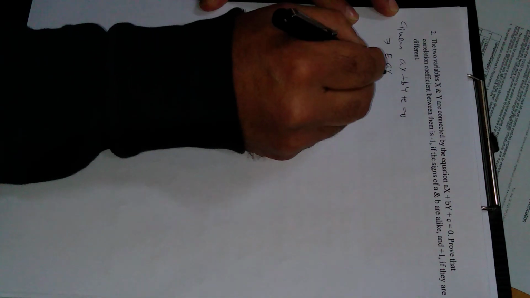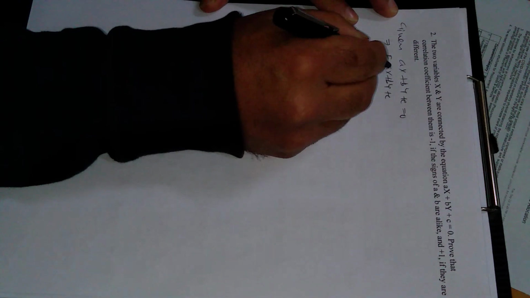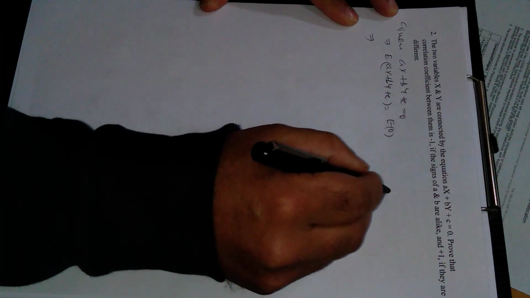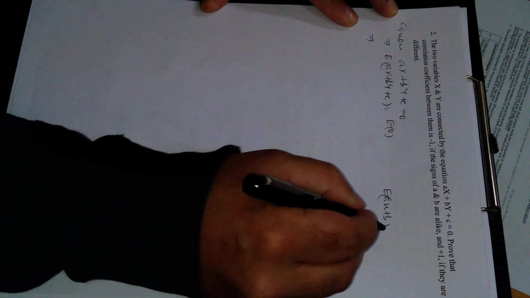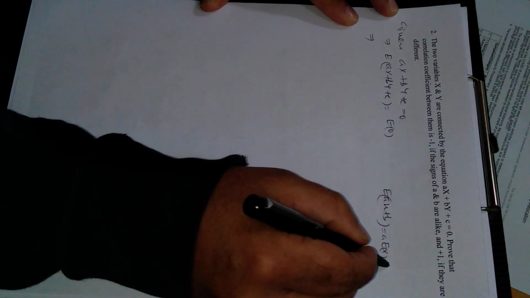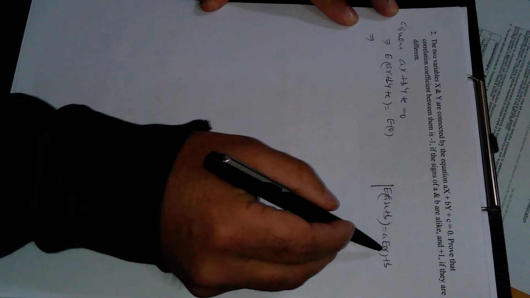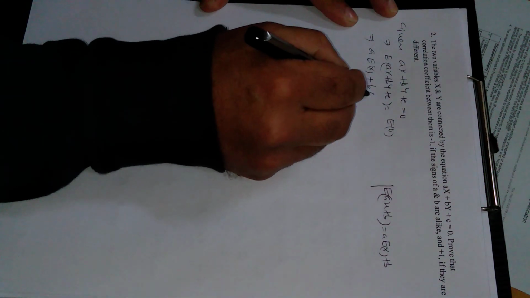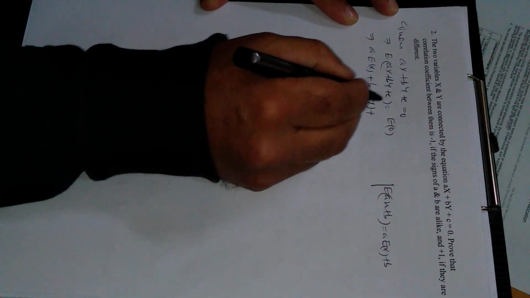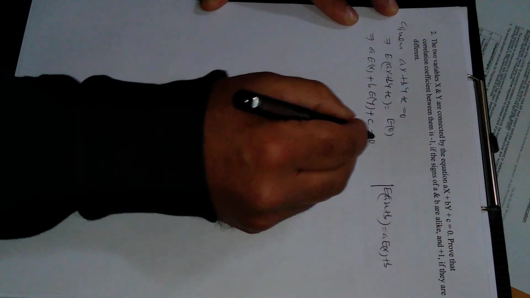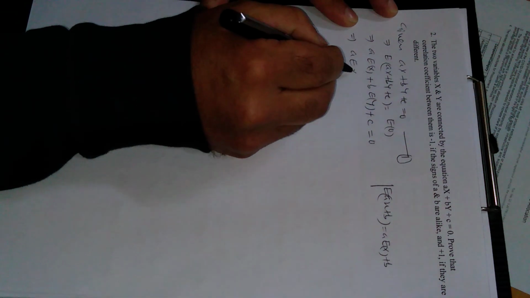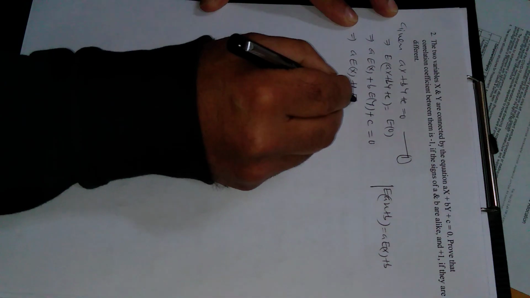Taking expectation of both sides, this implies expected value of ax plus by plus c is equal to E of 0. Since we know this result, E of ax plus by is a times E of x plus b times E of y. A constant comes outside into expected value. So similarly, a is constant, this is expected value of x, b is constant, expected value of y, and expected value of c is c itself, and this is 0 itself. Let us call this equation 1.